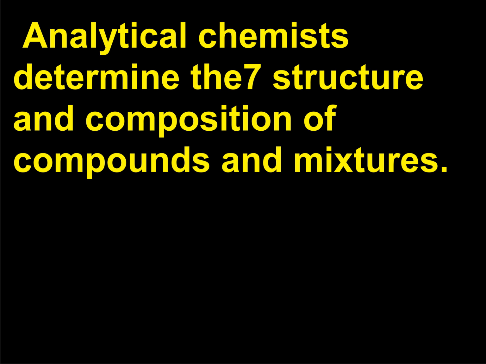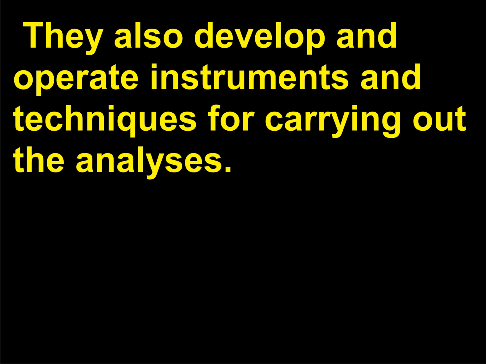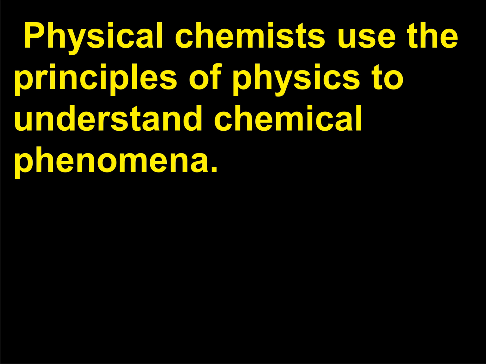Analytical chemists determine the structure and composition of compounds and mixtures. They also develop and operate instruments and techniques for carrying out the analyses. Physical chemists use the principles of physics to understand chemical phenomena.